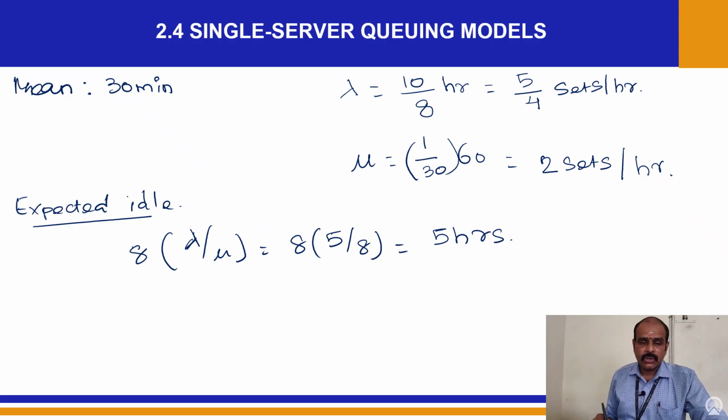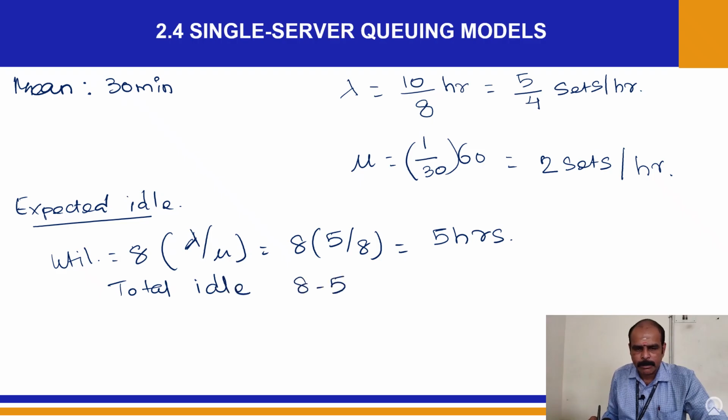Actually this is utilization, and we wanted to identify the idle time. Utilization is out of 8 hours, this is the work he does, so 5 by 8. So out of 8 hours, 5 hours is engaged. That means 8 minus 5, so 3 hours is the idle time. This is how we calculate the idle time.